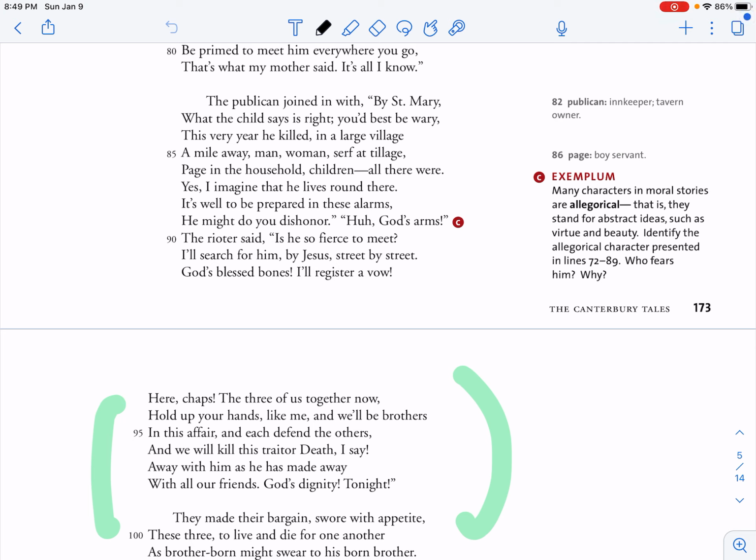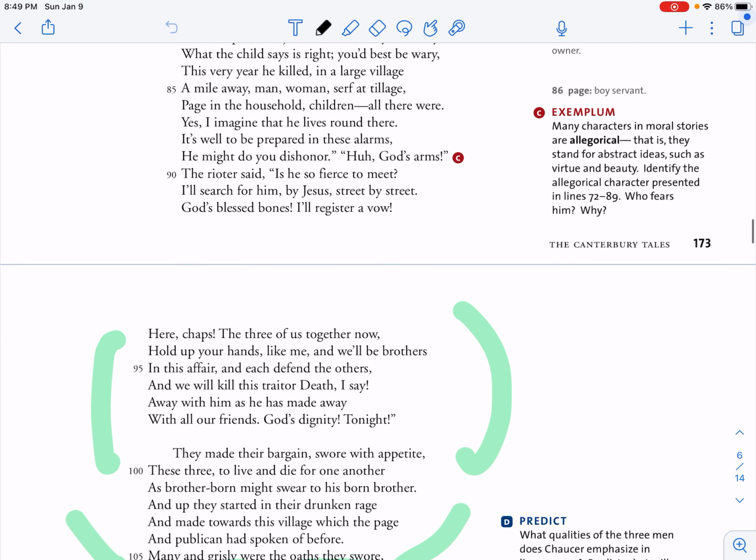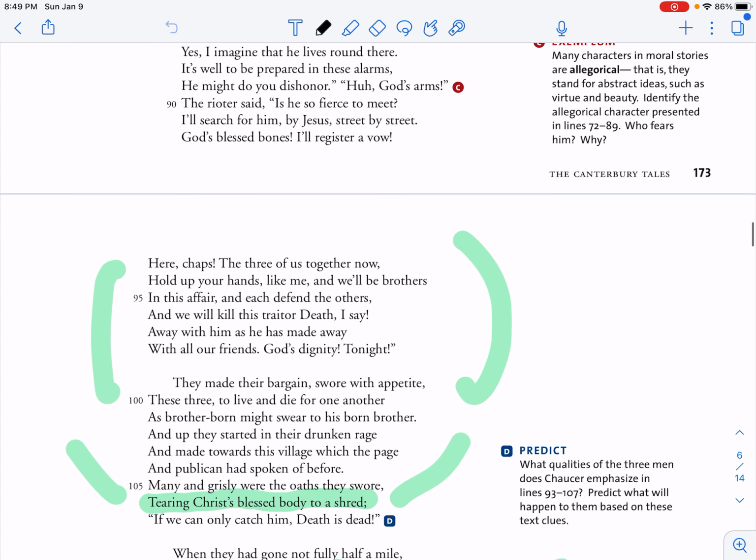By St. Mary, what the child says is right. You'd best be wary this very year. This very year he killed in a large village a mile away. Man, woman, serf at tillage, page in the household, children, all there were. Yes, I imagine that he lives round there. It's well to be prepared in these alarms. He might do you dishonor.